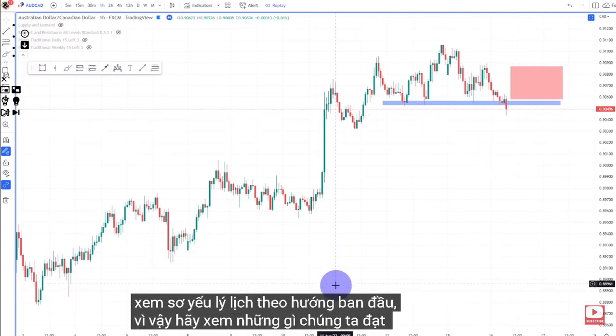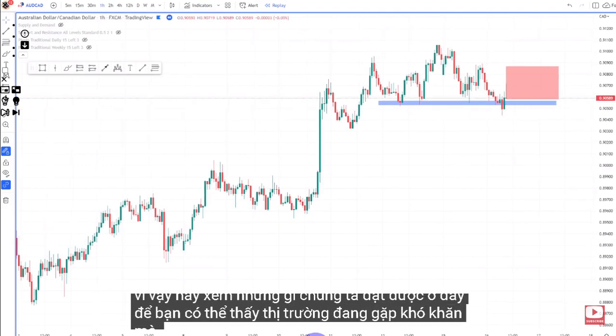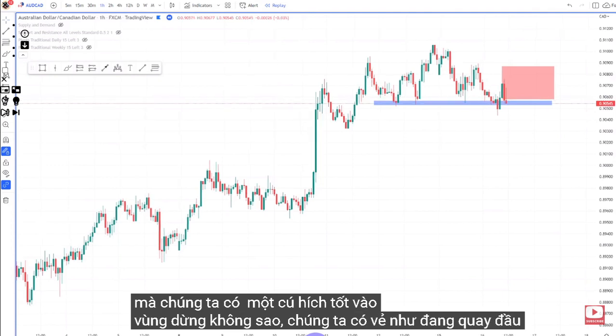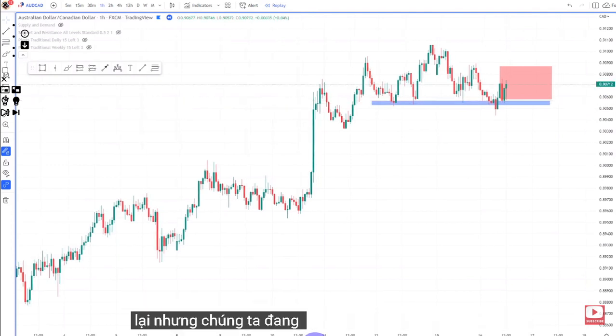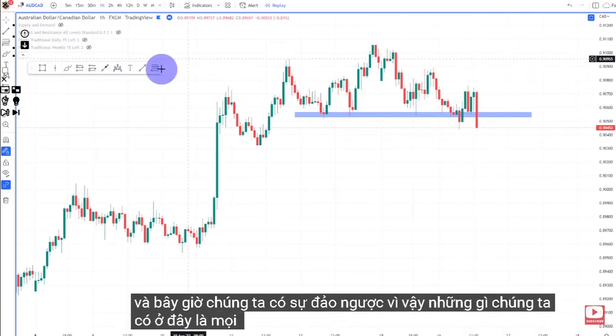So let's see, what do we get here? So you can see the market is struggling. We have a push, which is good, into the stop zone. Okay, we seem to be turning around. Not yet, we are staying above the zone, and now we have the reversal. So what we have here is everything we need.